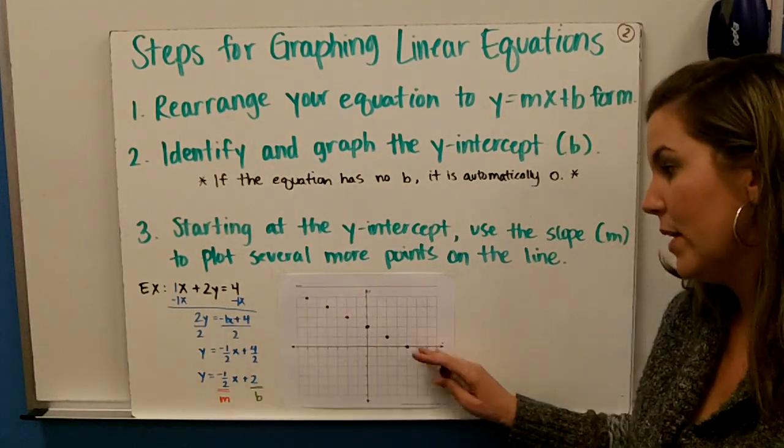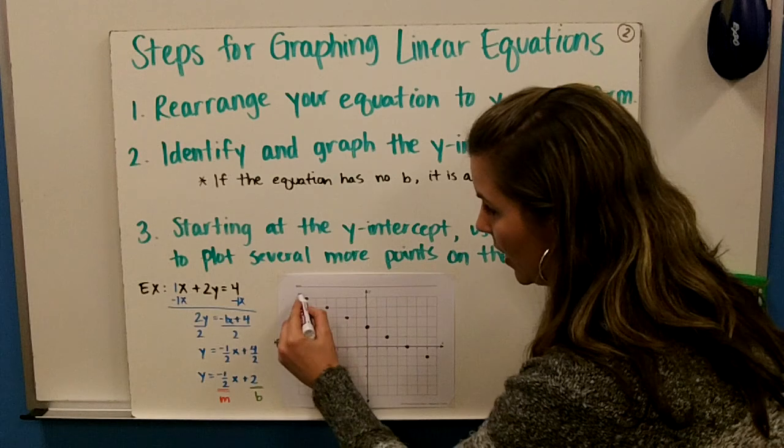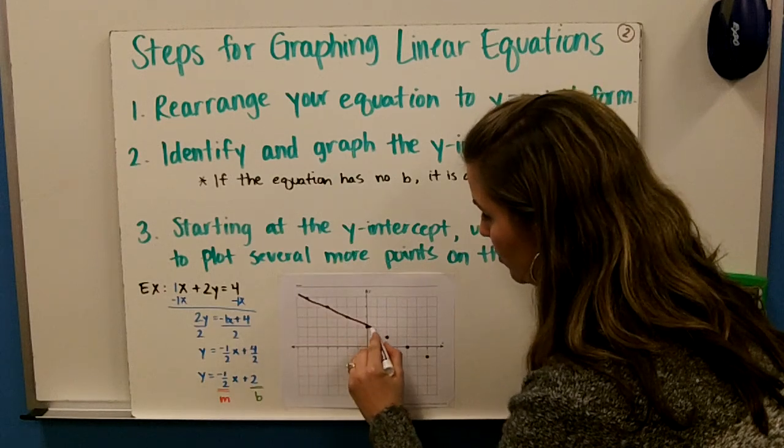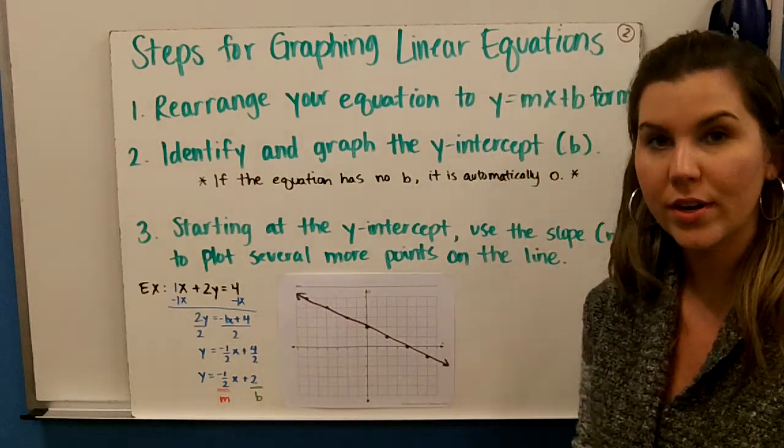And you can see that my points form a straight line. So connect them, make it as straight as you can, use a ruler. Alright, and draw arrows on either side.